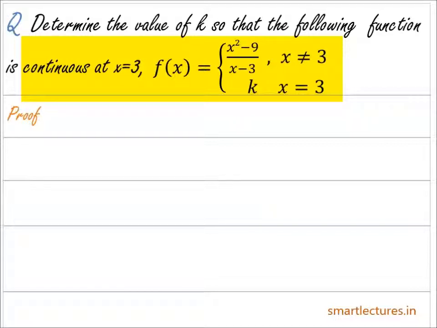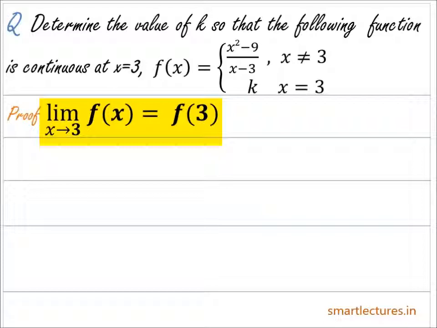And now because it is continuous, that means the limit at the point x equal to 3 is equal to the value of the function f of x at the point x equal to 3. Or in other words, limit x approaches 3, f of x is equal to f of 3, and f of 3 is equal to k. So we can also write limit x approaches 3, f of x is equal to k. And what is the value of f of x?